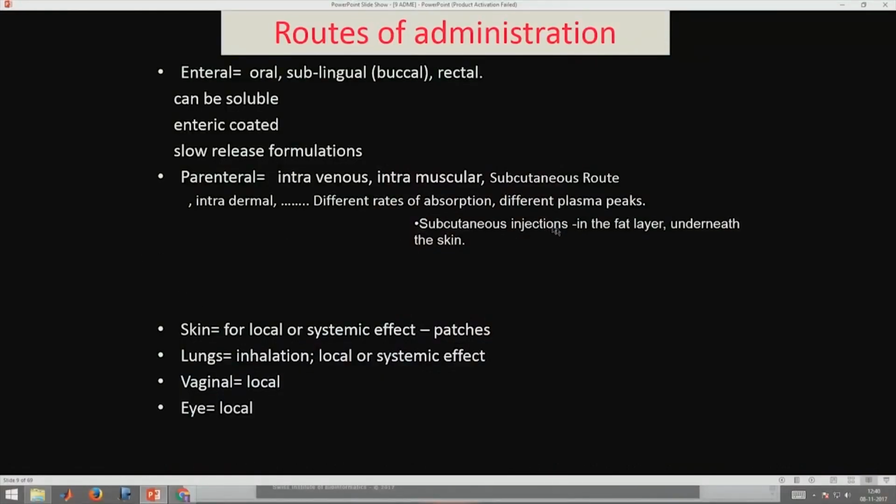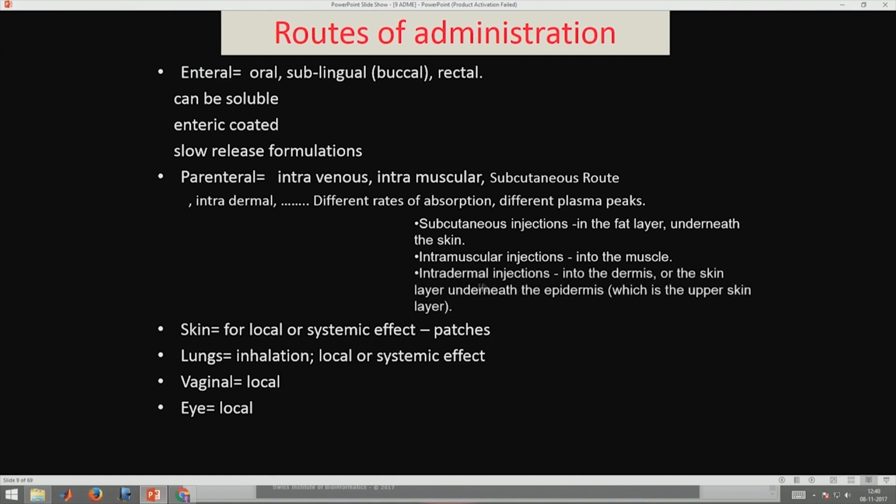So what does subcutaneous mean? That is in the fat layer underneath the skin, and intramuscular means into the muscle. Intradermal means into the dermis of the skin, underneath the epidermis. So epidermis is the upper skin layer, subcutaneous is into the fat layer, intradermal is just below the epidermis, and intramuscular is into the muscle region. So you can have different types of parenteral routes. Of course the eye, as you have heard of eye drops, they are local. So some of them are local, some of them could be systemic.